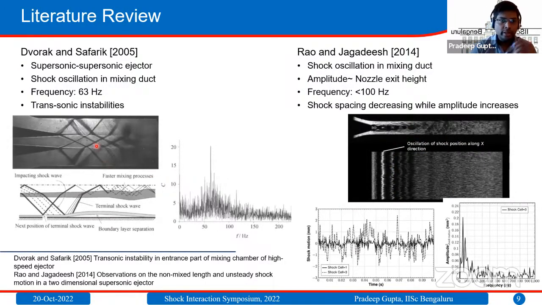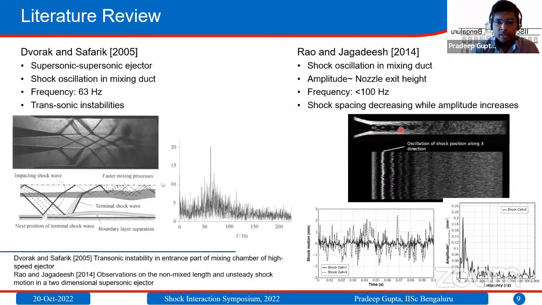Literature review. Debroy and Sriveerakul have studied the transonic instability in the supersonic ejector in the mixing duct. Supersonic ejector means here that the primary as well as secondary flow both are supersonic at the nozzle exit, while in the ejector the secondary flow is subsonic and the primary flow is supersonic at the nozzle exit. So these are the basic shock interactions, and they have done FFT over these Schlieren images and found the dominant frequency was 63 hertz.